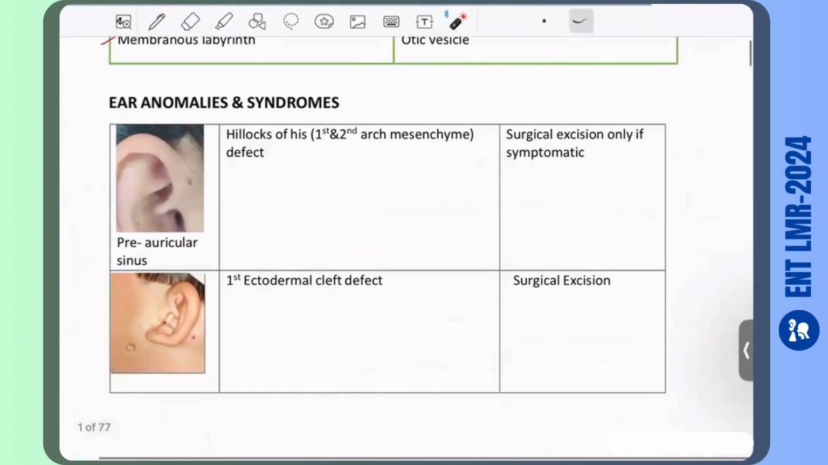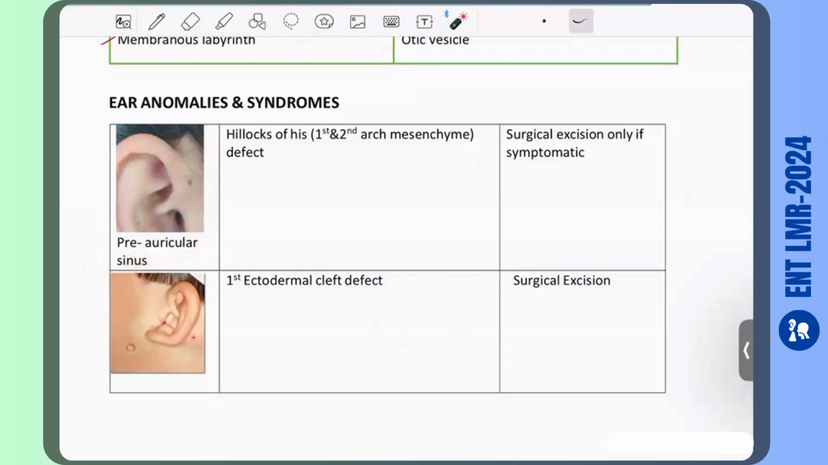So, ear anomalies and symptoms. First, the first and second arch mesenchyme, which forms the pinna, develops from 2 origins: first arch mesenchyme and second arch mesenchyme. The fusion point between the first arch mesenchyme and second arch mesenchyme will sometimes be a remnant after birth. That remnant is called pre-auricular sinus. Can you see here? This will be the first arch origin, this will be the second arch origin. The fusion point between them will remain as a sinus even after birth. This is called pre-auricular sinus.